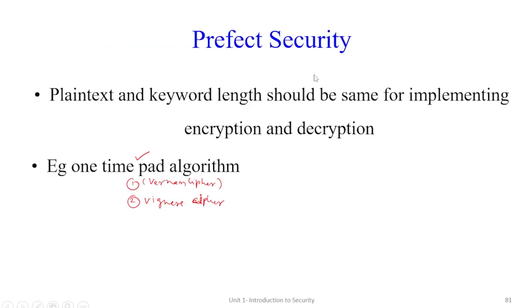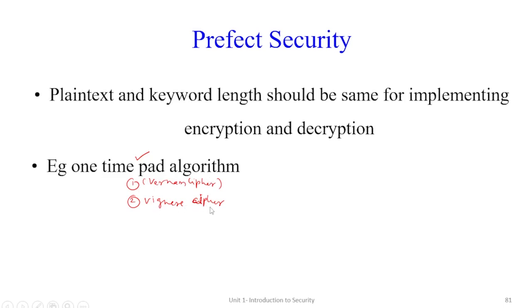Perfect security means the length of the plaintext and the length of the keyword should be the same for implementing the encryption and decryption algorithm, for a better ciphertext result. The best examples of these equal key length algorithms are polyalphabetic ciphers. Two algorithms are implemented: one is the Vigenere cipher algorithm and the other is the one-time pad algorithm.